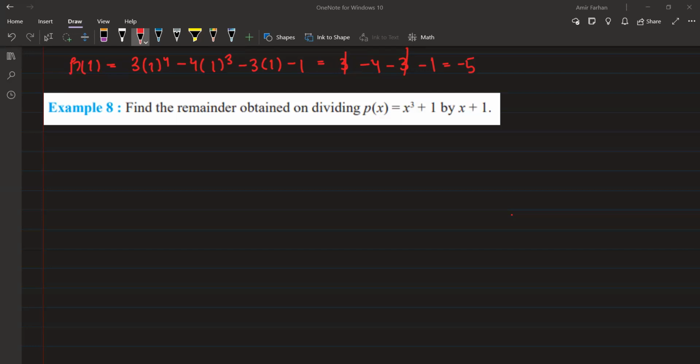Sir, do we have to do the long division or the remainder theorem? Yes, Abdul, you just have to apply the normal division, what we have done in the previous two example questions. Okay, sir. I can do the remainder theorem, yeah? Yes, yes.